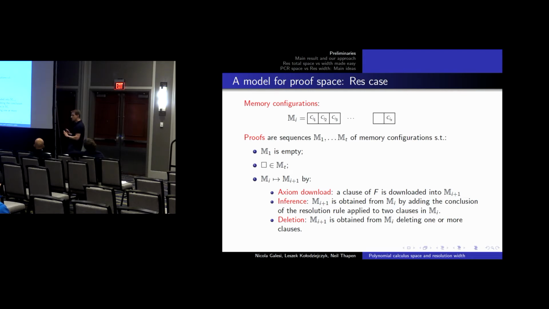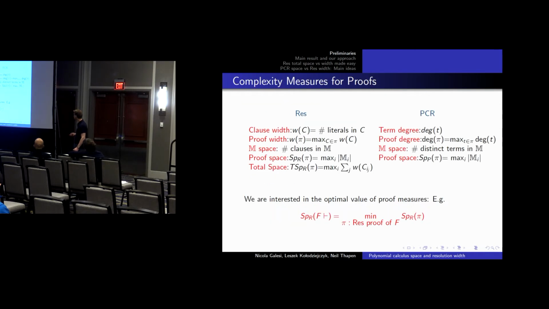Good. So the way I wrote it here, or the way they wrote it here, it's defined for resolution, but of course this is a very generic definition. You can do the same for polynomial calculus. Now every memory configuration will just be a bunch of polynomials, and then you can download new input polynomials, or you can apply the different inference rules, and again, you can erase polynomials. Okay? Good. So what are the complexity measures that we care about?